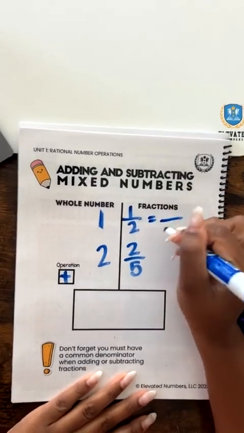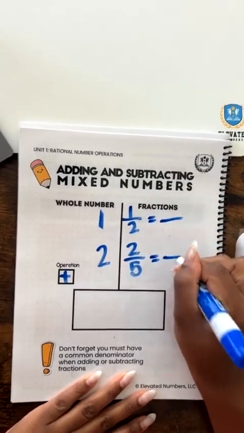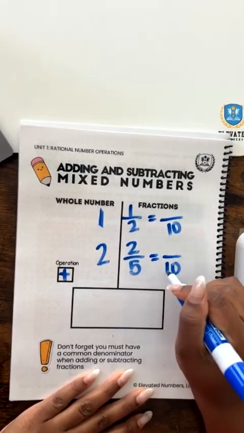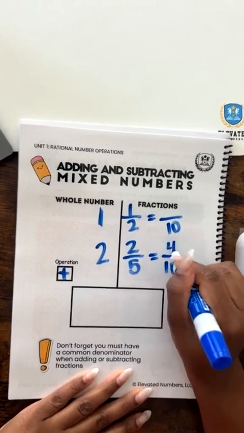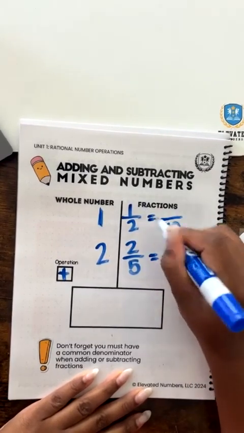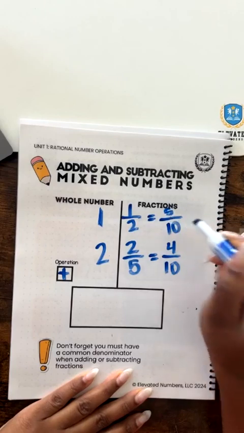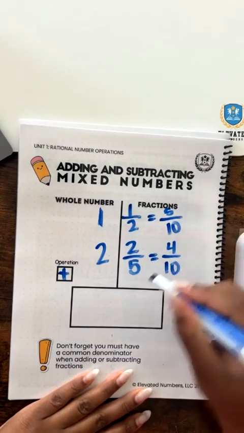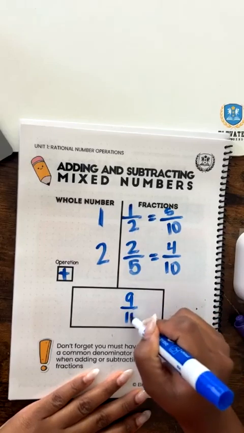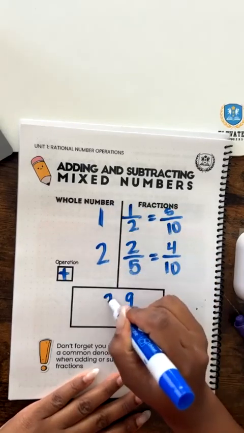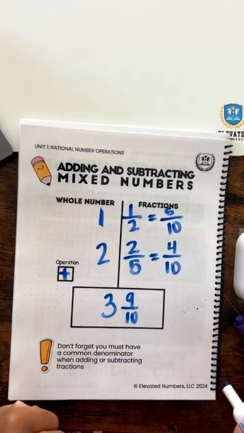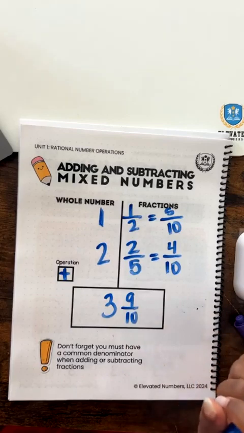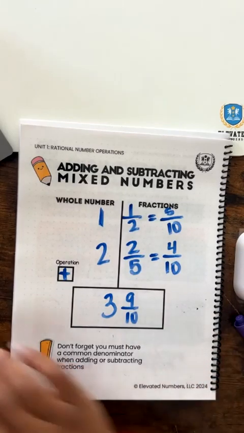So I'm thinking, what's a multiple of 2 that's also a multiple of 5? Well, that's going to be 10. 5 times 2 is 10, so 2 times 2 is 4. 2 times 5 is 10, so 1 times 5 is 5. Okay, we're going to add our fractions. So 5 tenths plus 4 tenths is 9 tenths. And 1 plus 2 is 3. Okay, and there we have it, 3 and 9 tenths. There's nothing improper about this. We're good to go.